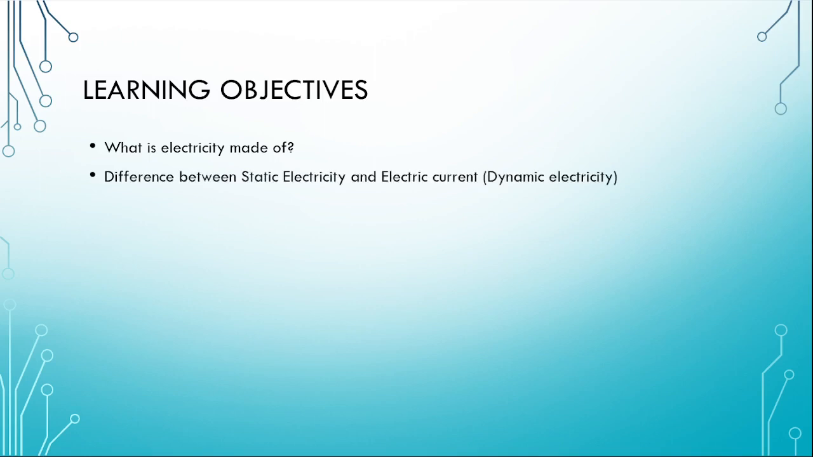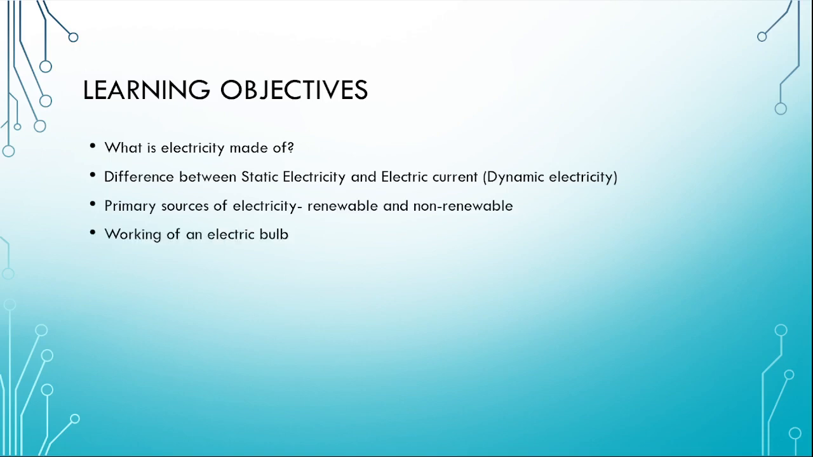We'll also be discussing the difference between static electricity and dynamic electricity, otherwise known as the electric current. We'll talk about the primary sources of electricity, which can be both renewable as well as non-renewable. We'll also discuss the working of an electric bulb.